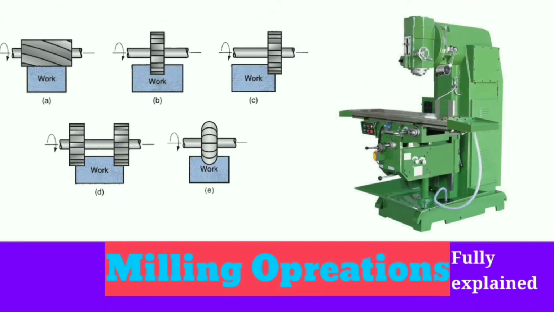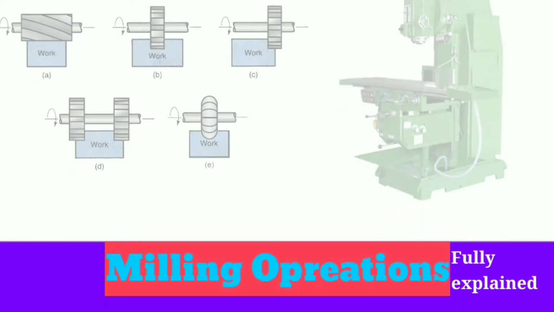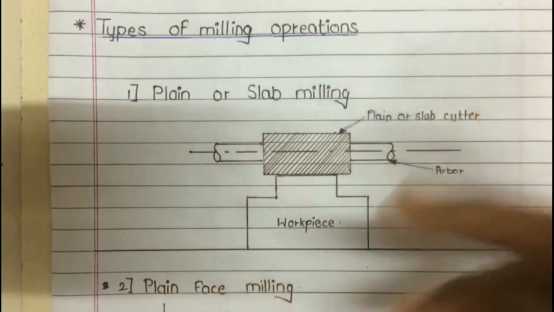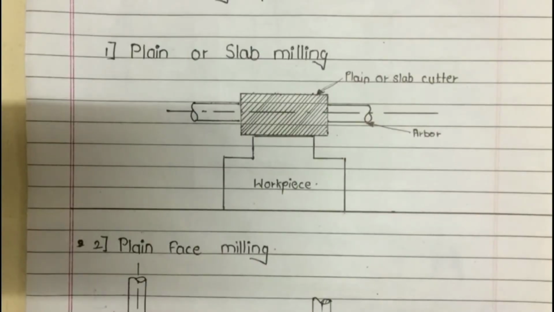In this video we are going to talk about different milling operations performed on a milling machine, and we will see which cutters are used for performing these operations. Now we will see the types of milling operations one by one. Now we will see the plane milling or slab milling operation.